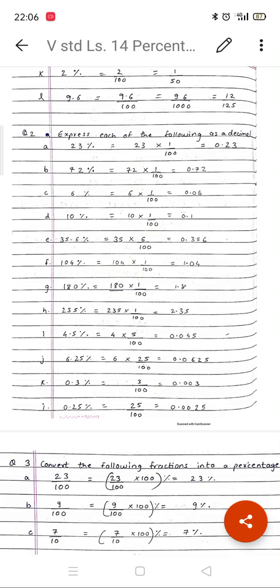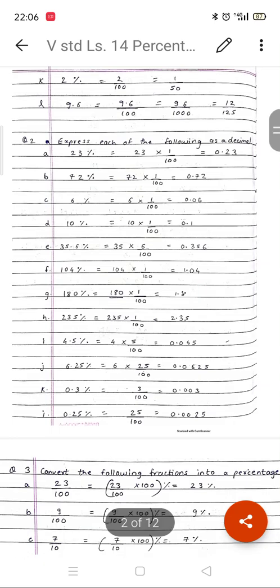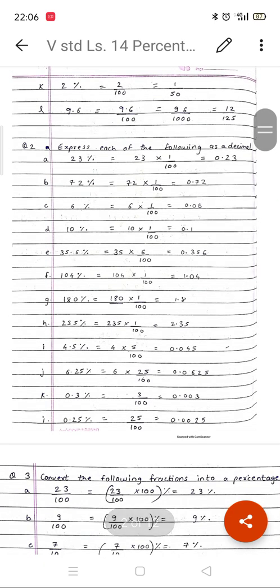Question number 2. Express each of the following as a decimal. A, 23%. Now we have to convert this number into a decimal number. So the first step is 23 into 1 divided by 100 and we'll get 0.23 after we divide it.